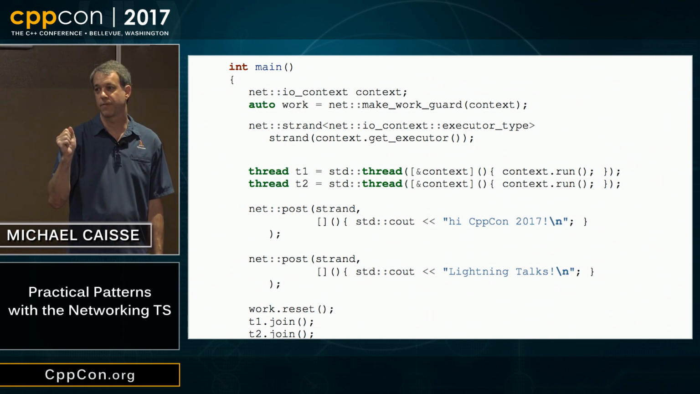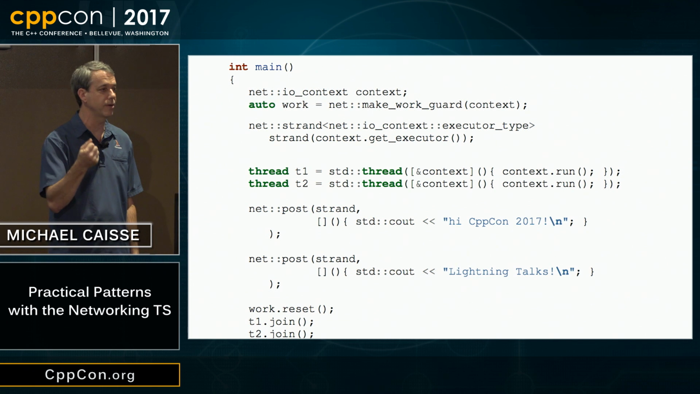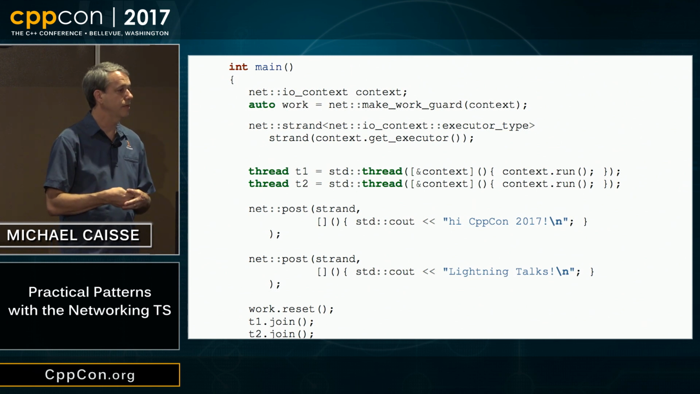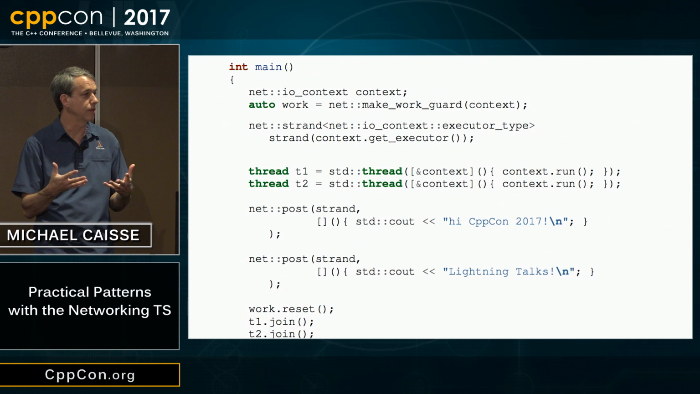Okay, if you're familiar with ASIO, unlike ASIO, there's another guarantee that's in the networking TS, which is that ordering is maintained. So the order in which they arrive at the strand, posted to the strand, or given to the strand, is the order that they will run.